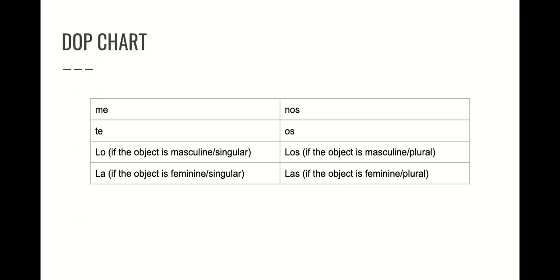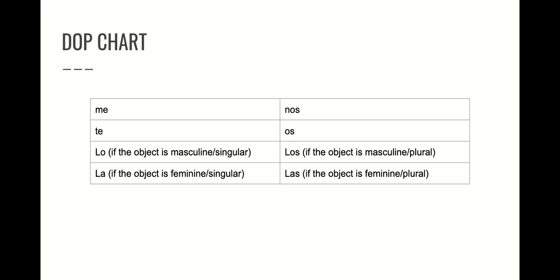So here's our DOP chart. Notice at the top, it's the same as IOPs. You have the me, te, nos, and os. But look at the bottom now. Instead of le and les, we have 4 different DOPs. And 90% of the time, it's going to be one of these 4. So I want to say don't worry about the top 4. Focus on the bottom 4. So all you're doing is replacing the item in the sentence with one of these words.